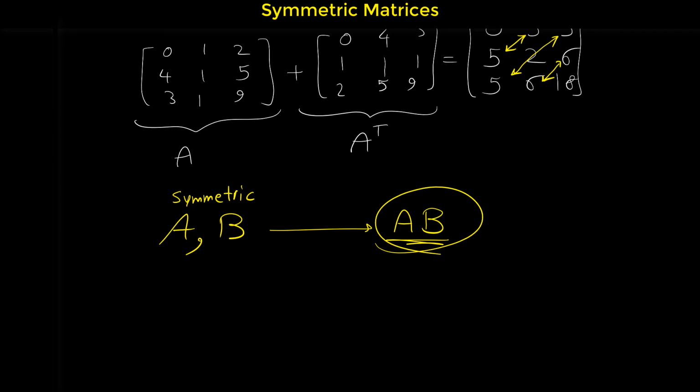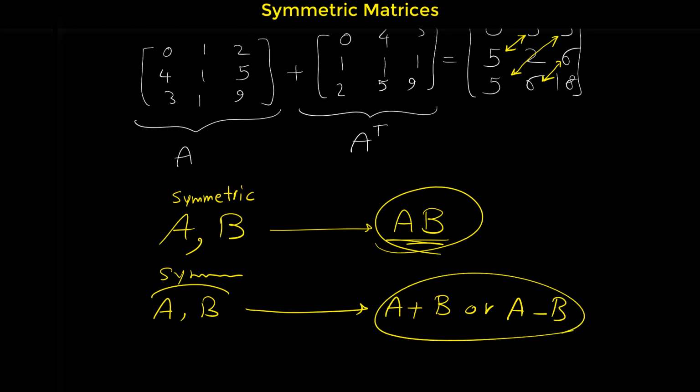But if A is symmetric and B is also symmetric, then A plus B or A minus B is definitely symmetric. So when you add or subtract, the answer is symmetric. But when you multiply, it's not necessarily symmetric. It depends on what type of matrices you multiply by each other.